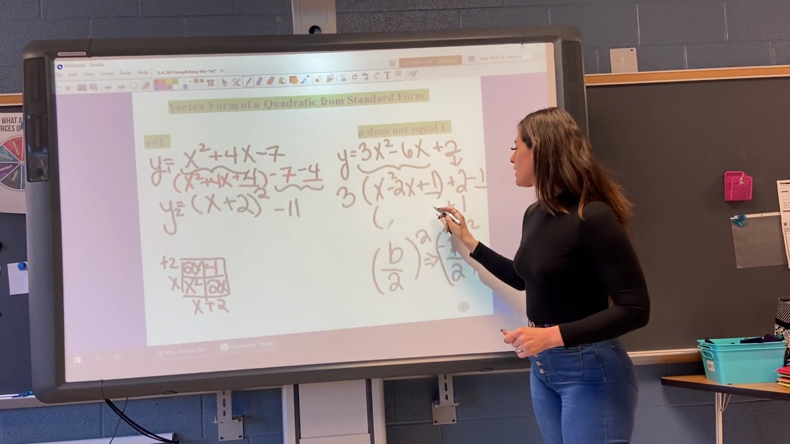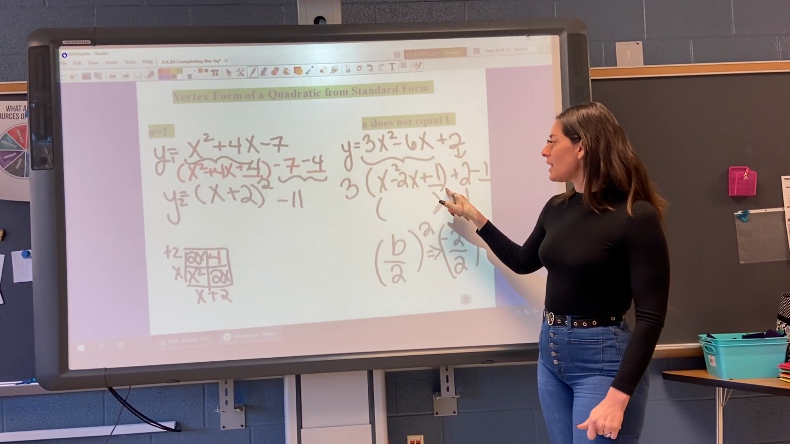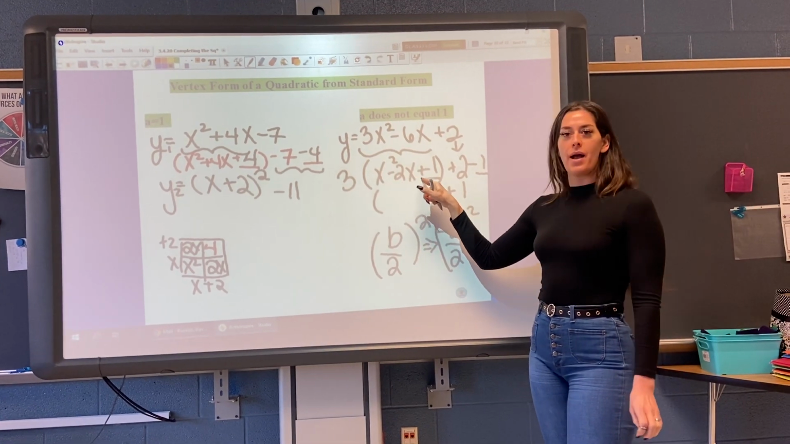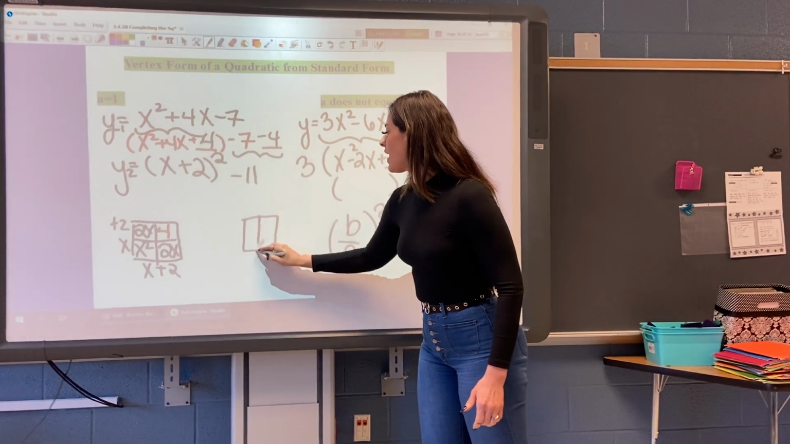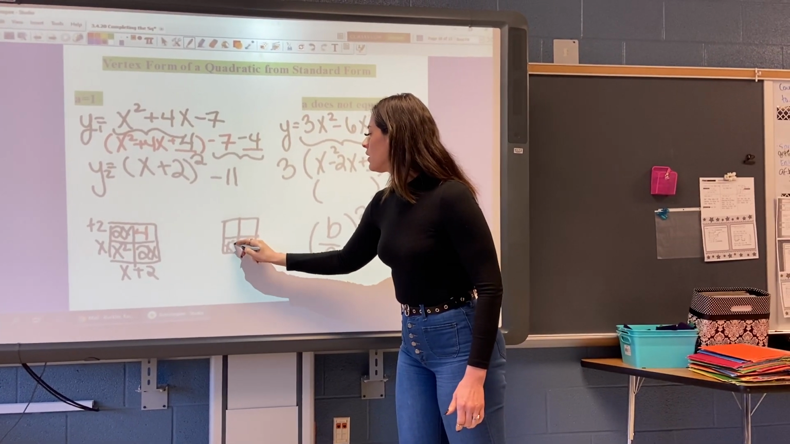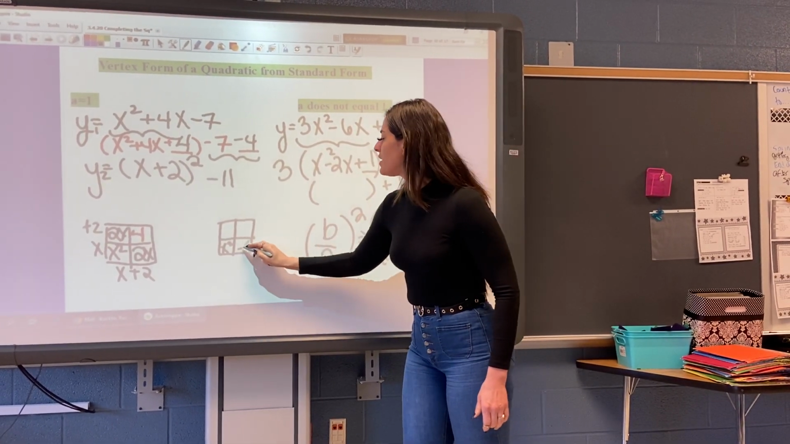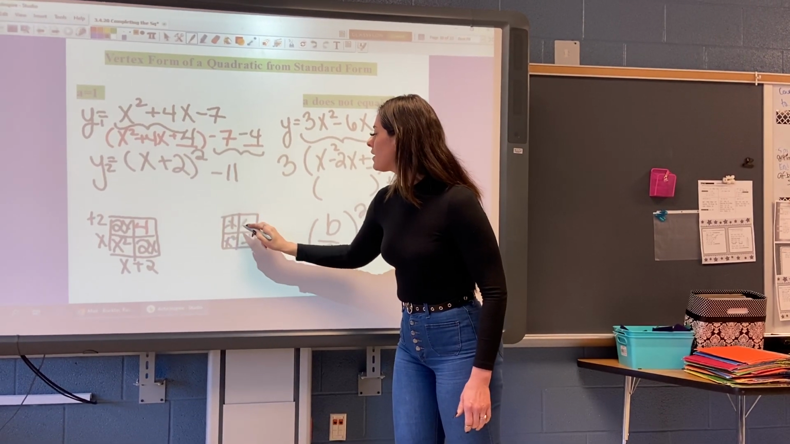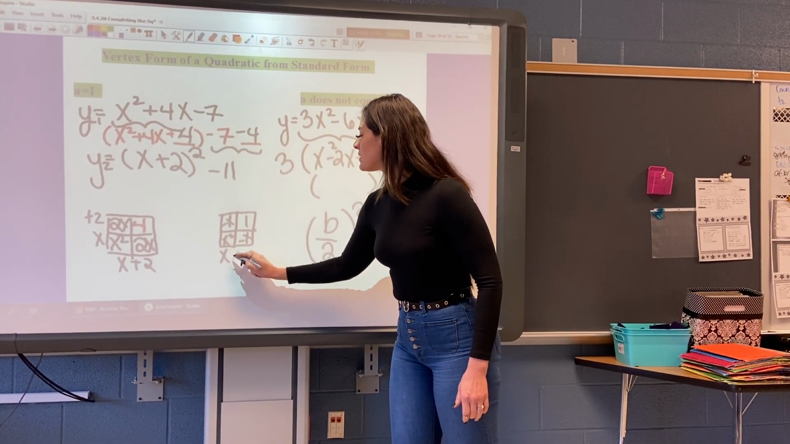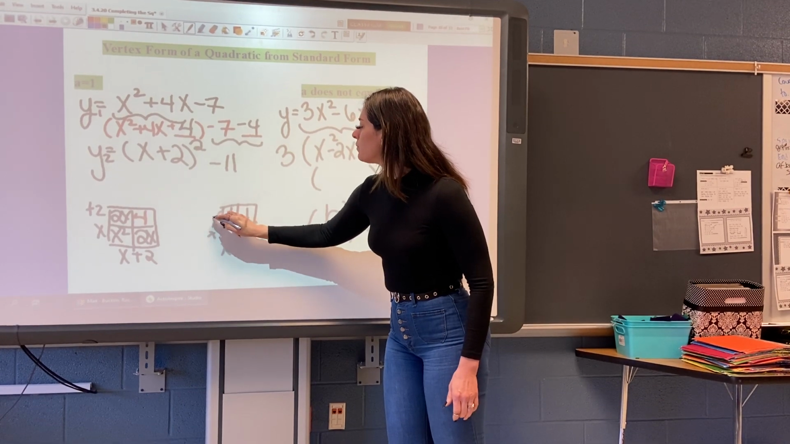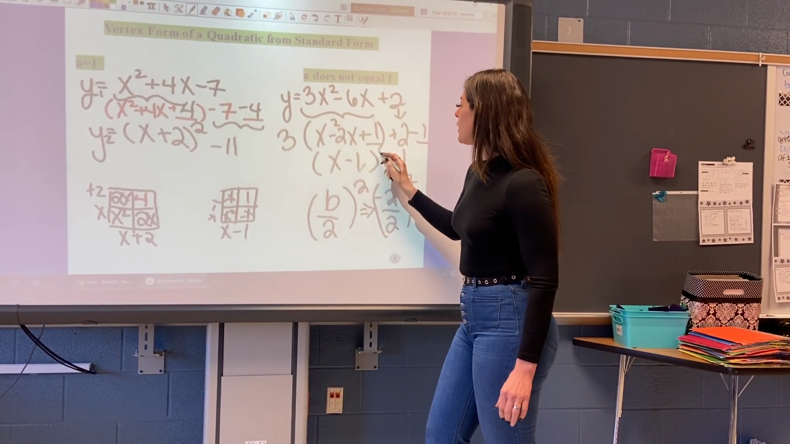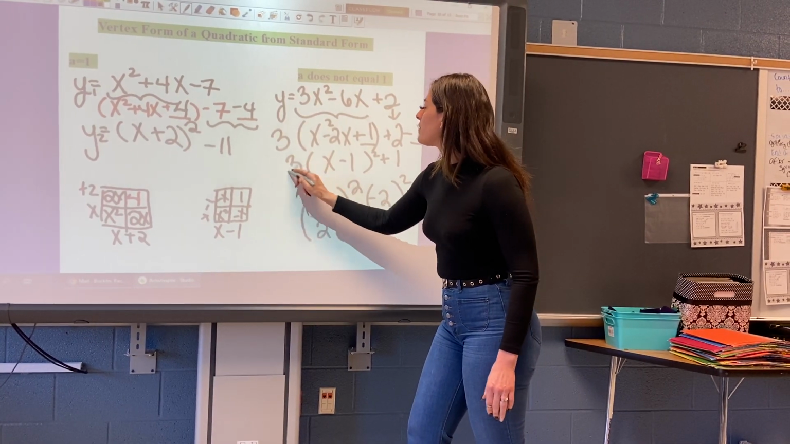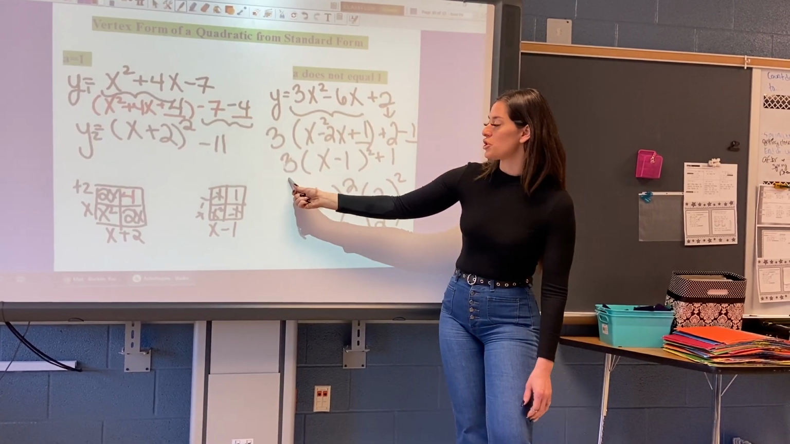Change this to vertex form. So my side length, if I have x squared minus 2x plus 1, it could help for you to draw out a picture. If I have x squared, a total of -2x means I have -x and -x, and there's my 1. That means my side lengths are x minus 1. Sometimes it helps just to think about it like that. So this is x minus 1 squared, and then I bring down that 3, which is your dilation or your growth rate.